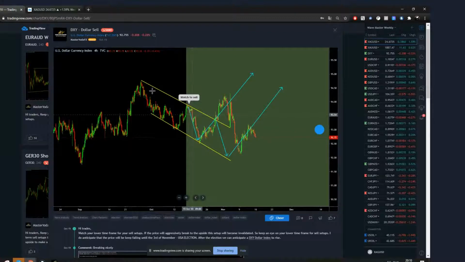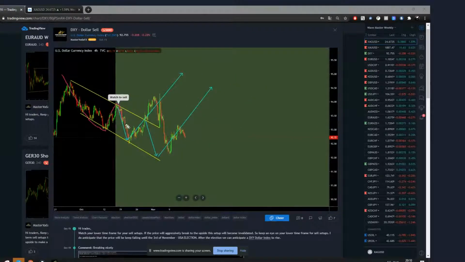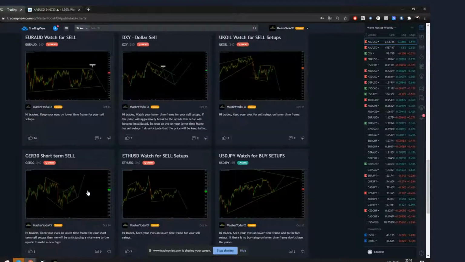So it went up, went down, went up for this move. It didn't go as high as I anticipated, but nice profit over there. You should take some profits. So this should be your profit, and then the sell was also tradable. Now we will watch DXY for the buy setups.